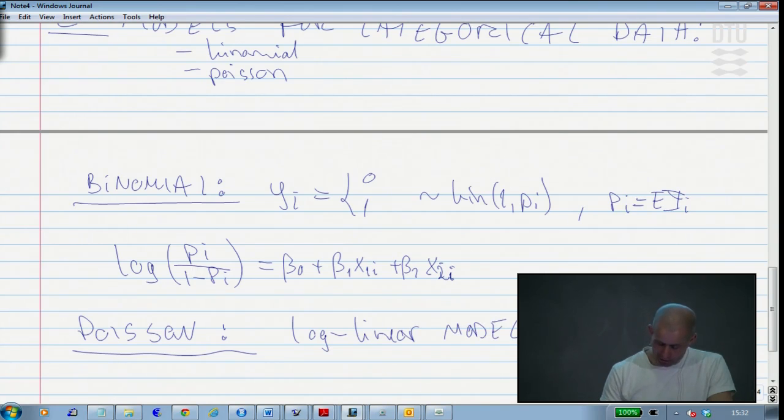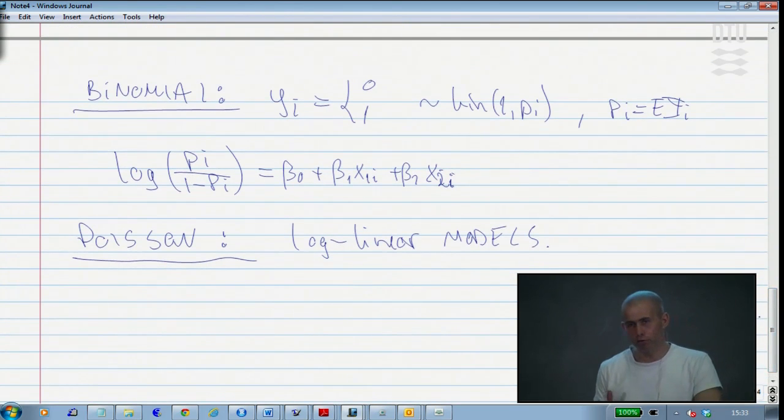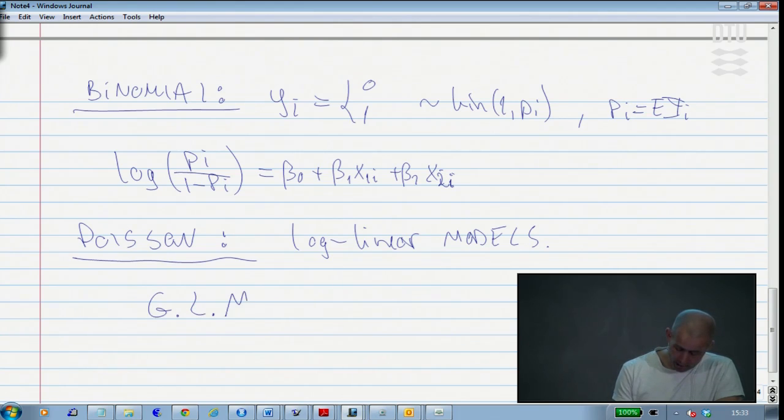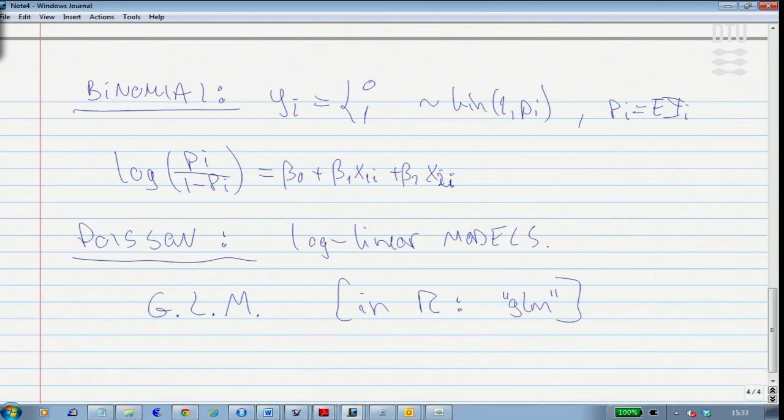And all of this together, this type of extended modeling, I'm giving to you very briefly, you can find books about that. That is known as generalized linear models. And for instance, in R, you will find a procedure called GLM for generalized linear models that can deal with regression models for quite a large number of types of outcomes, actually.